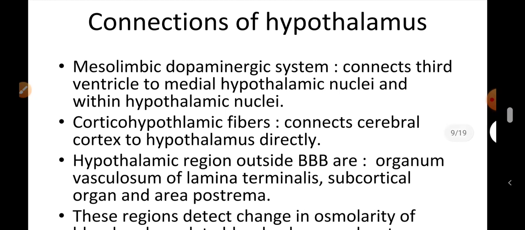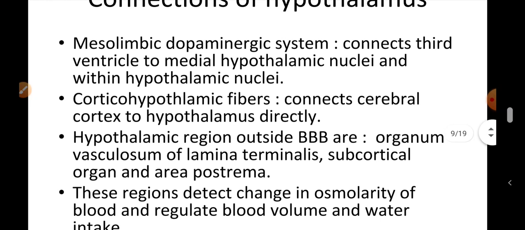Then there is the mesolimbic dopaminergic system. So they connect the third ventricle to the medial hypothalamic nuclei and within the hypothalamic nuclei. Also there are the cortico-hypothalamic fibers, which connect the cerebral cortex to the hypothalamus.